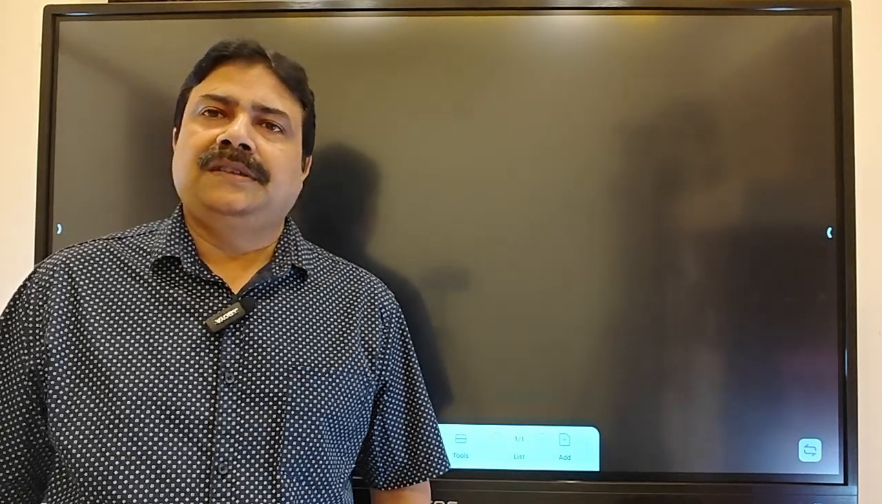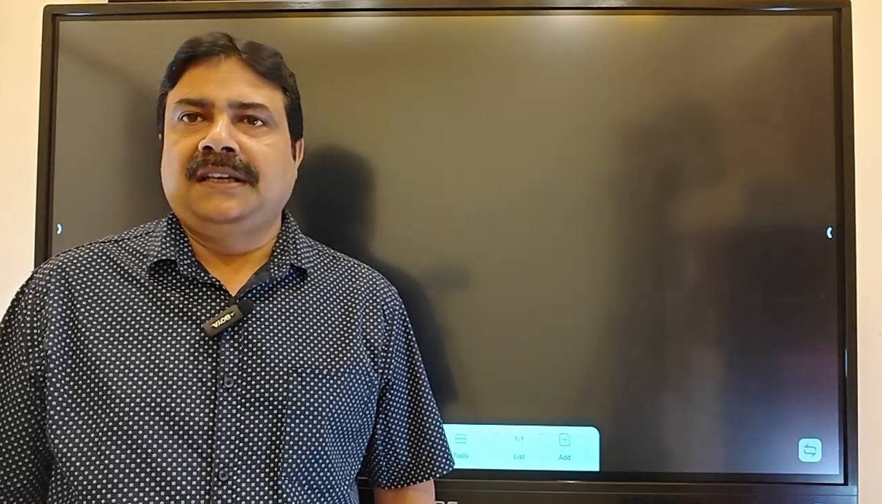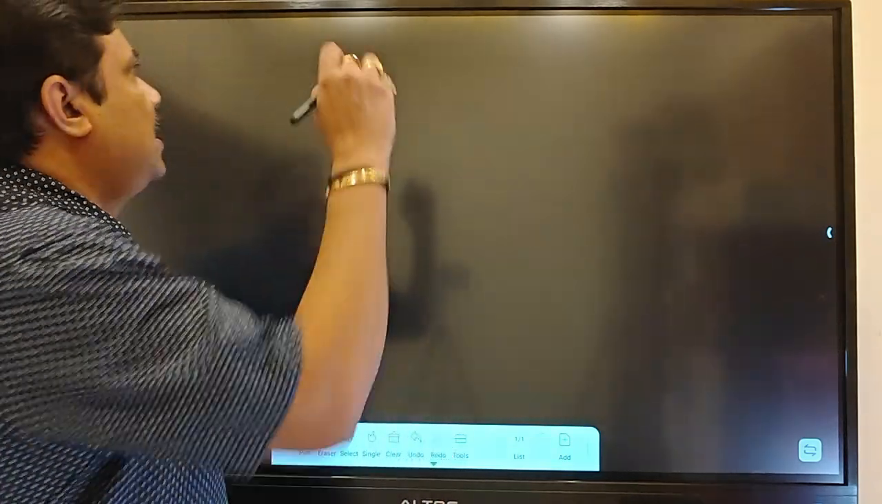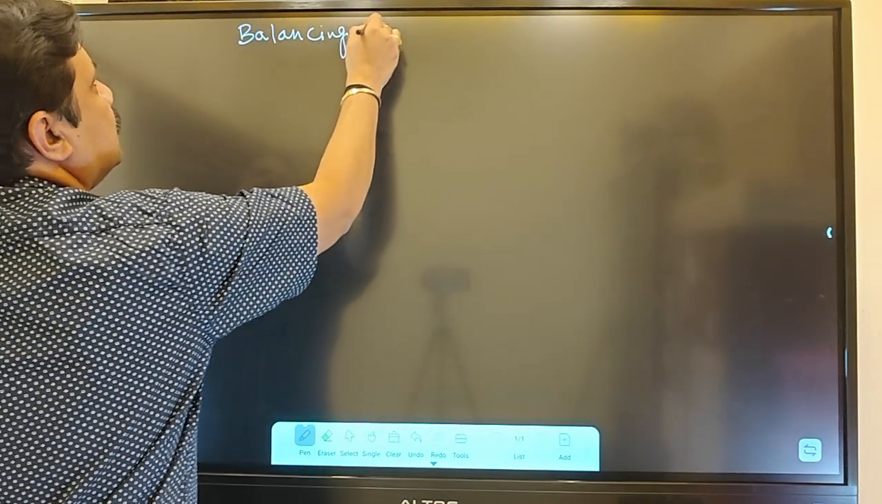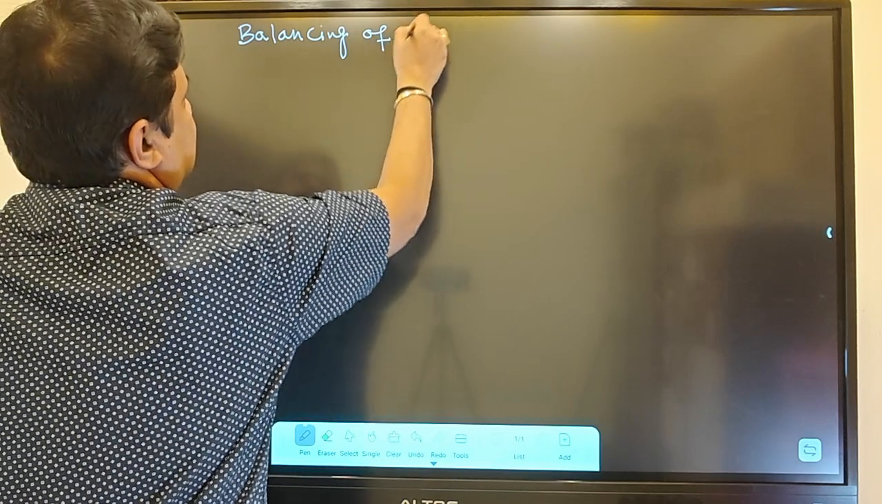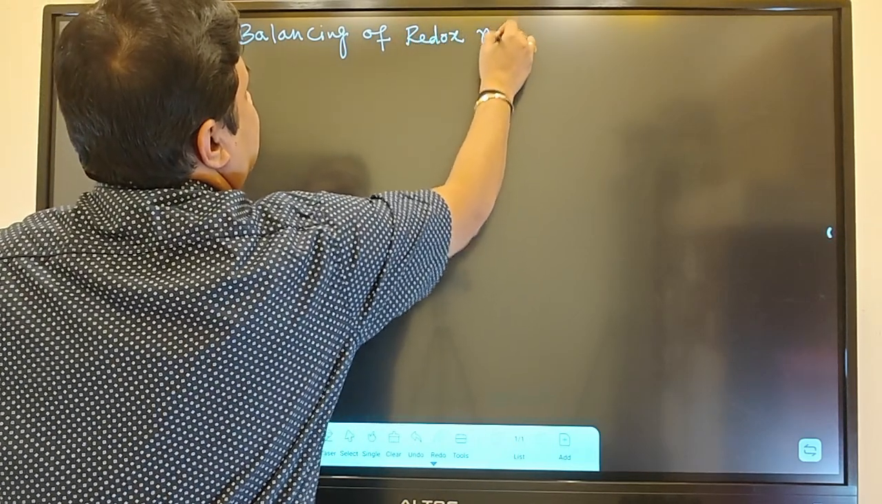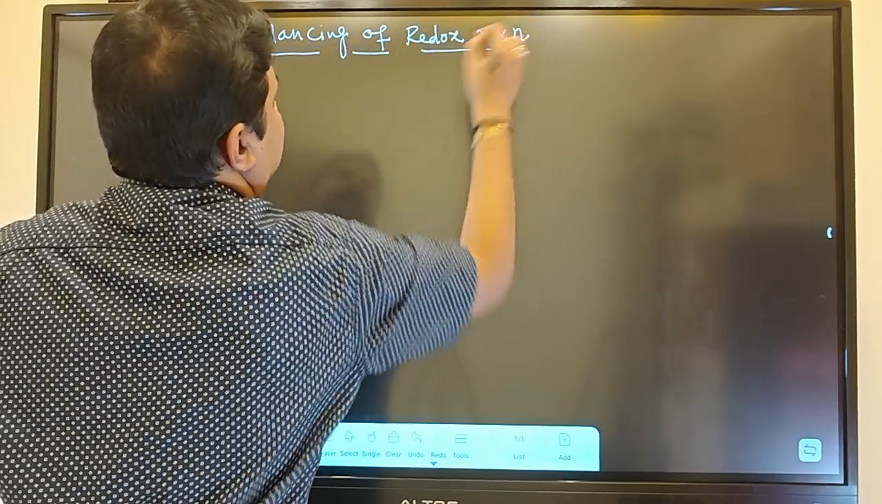Today I am going to discuss a very important topic for JEE and NEET, which is nothing but balancing of redox reactions. Redox reactions we used to write down like RXN.